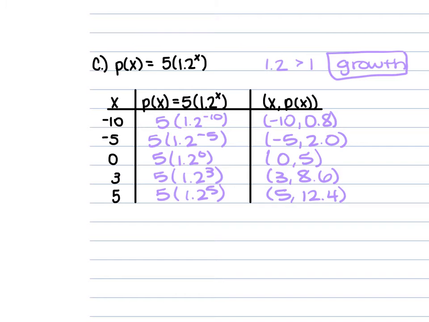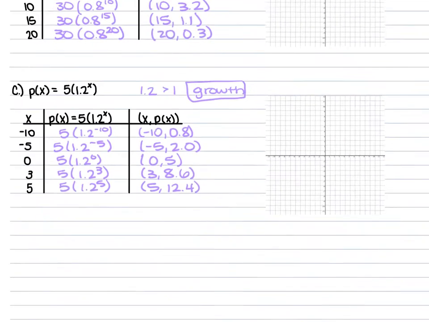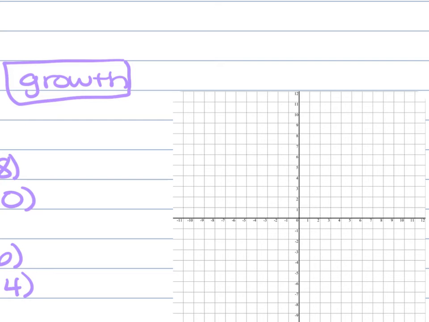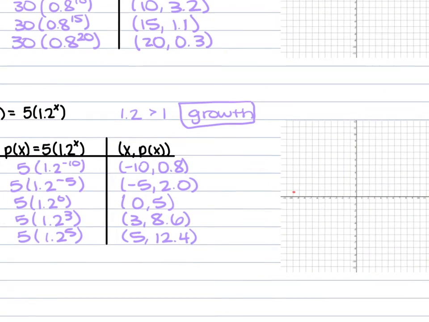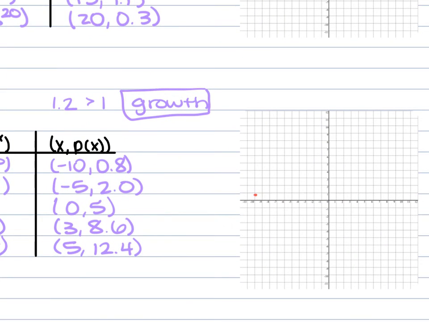So to graph these, we're going to do the negative 10, 0.8 first. Then we have negative 5, 2, 0, 5, 3, 8.6, and then 5, 12.4. So it's going to get really close to the x-axis and not intersect it, and then go up as it goes to the right.